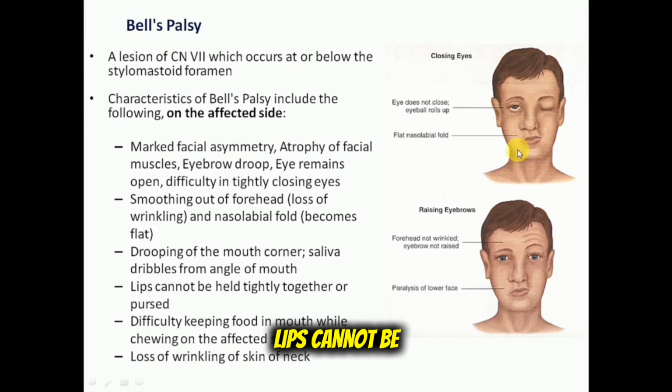The lips cannot be held tightly together or pursed. There is difficulty in keeping the food in the mouth while chewing on the affected side. And there is loss of wrinkling of the skin of the neck. So such type of facial palsy on the same side affecting the whole hemiface is known as Bell's palsy.